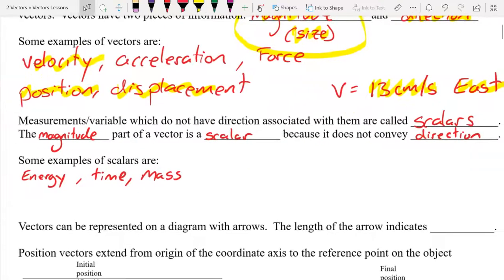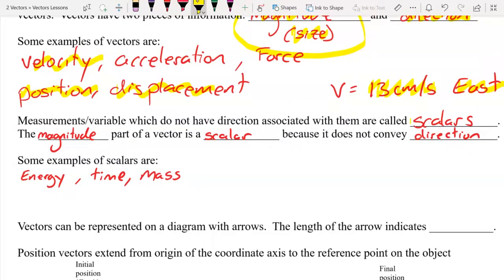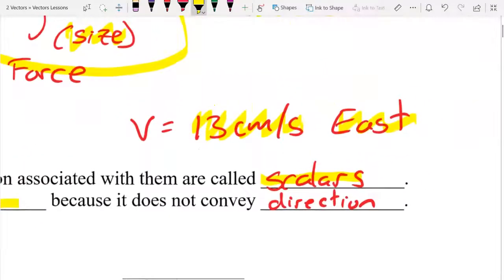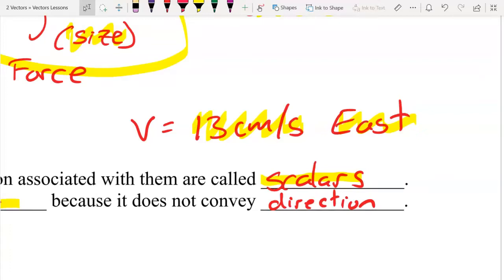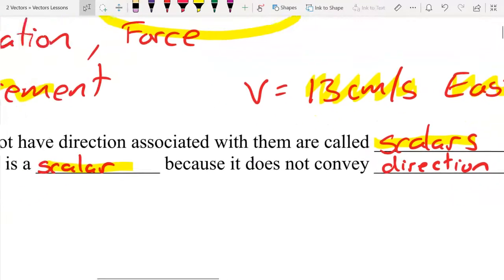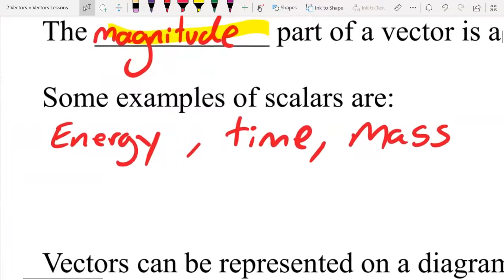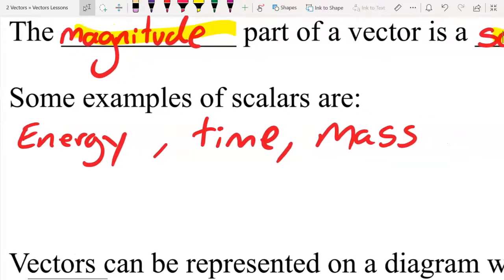Variables or measurements which do not have direction associated with them are scalars. The magnitude part of a vector is a scalar. So we just saw this velocity vector. How fast does this car travel? 13 centimeters per second. If I don't say east, then I have specified the scalar part of that vector, the magnitude. Some examples of scalars are energy, time, mass.